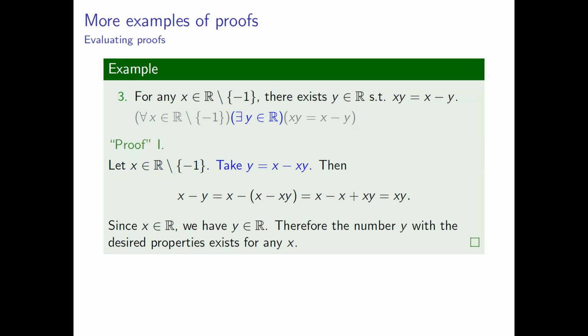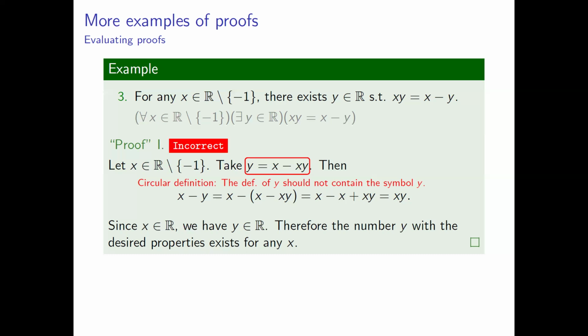Although the second step is correct, there is a problem with the way that y is defined. In particular, the definition of y contains the symbol y. This makes it a circular definition, that is, a definition which relies on the concept being defined. A circular definition does not give us any information on the concept being defined. In the case of defining y as x minus xy, this means that the unknown number y can only be obtained by taking the expression x minus xy, which is impossible since we still do not know what y is. This is an error in the proof. Therefore, the proof is incorrect.